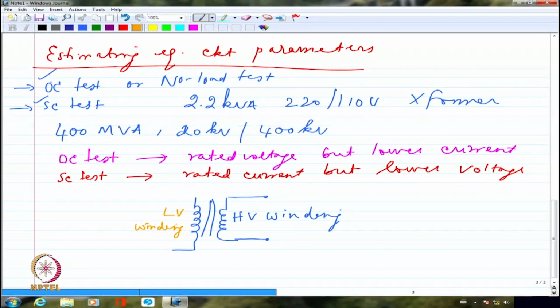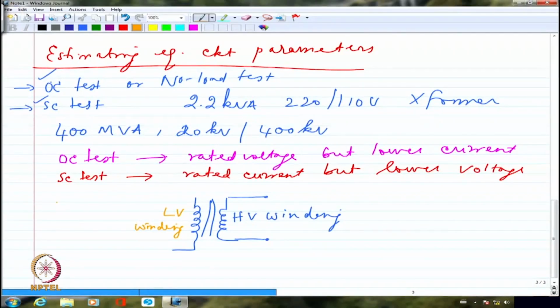So the rated voltage has to correspond to either low voltage or high voltage, but logistically it will be easy for me to apply the voltage on the low voltage side rather than the high voltage side, because high voltages are not common. High voltage sources are not common. Right? So now what I am going to do is to apply.